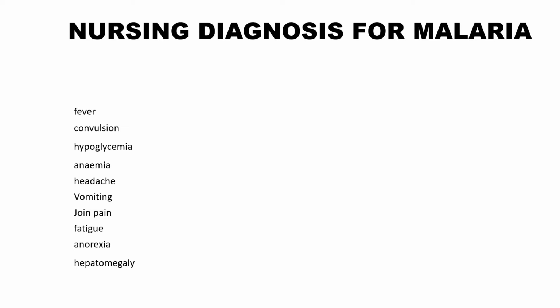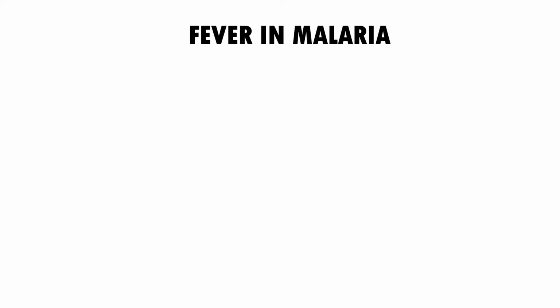Hepatosplenomegaly, that is enlargement of the liver. We have splenomegaly, enlargement of the spleen, blood in urine, and jaundice. So those are the signs and symptoms, plus even the complications that we have got in malaria. We are going to look at the diagnosis for fever in malaria.